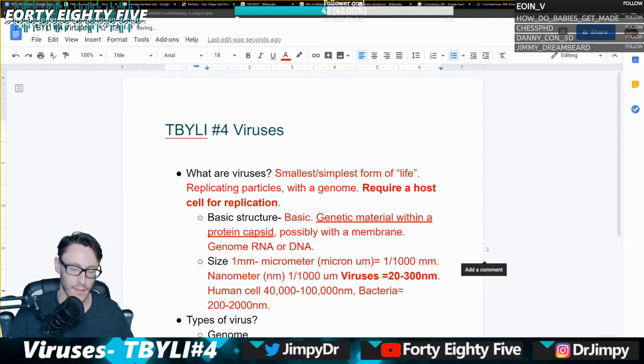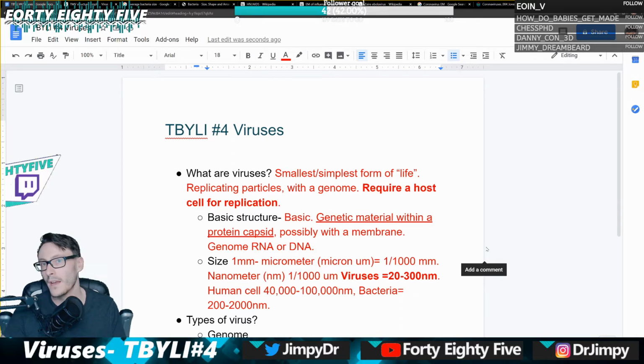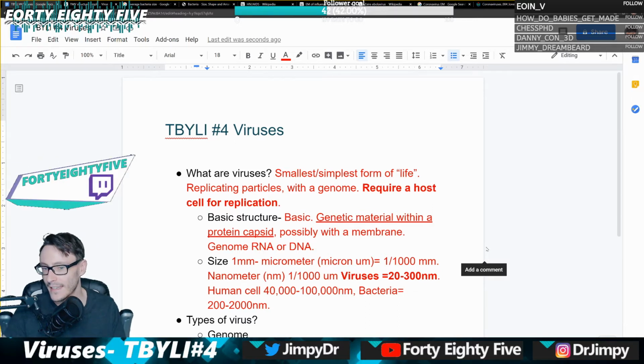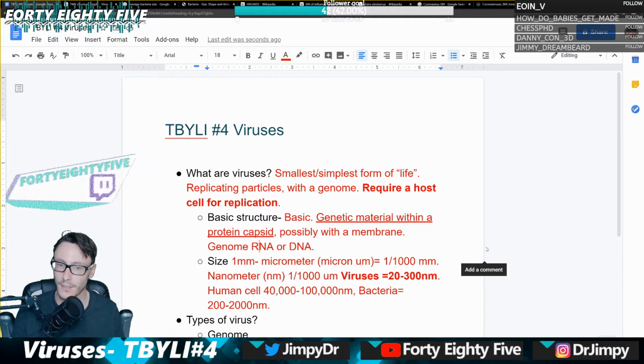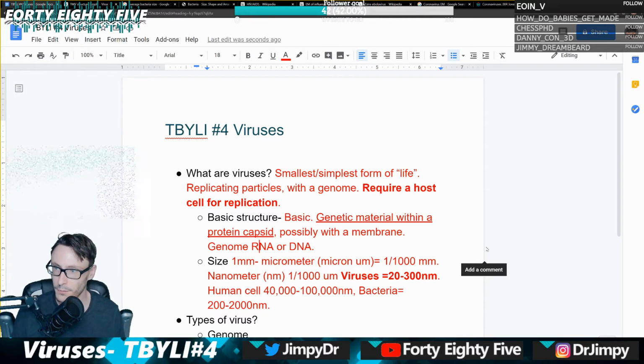Now, there's different forms that you get the genome in. Some of the genomes can be what's called double-stranded or single-stranded. So we'll put that here. Just for reference, the standard DNA helix that we have in our bodies is double-stranded. It's basically a ladder that's been twisted: two arms of a ladder with rungs going across it, and it's been twisted.